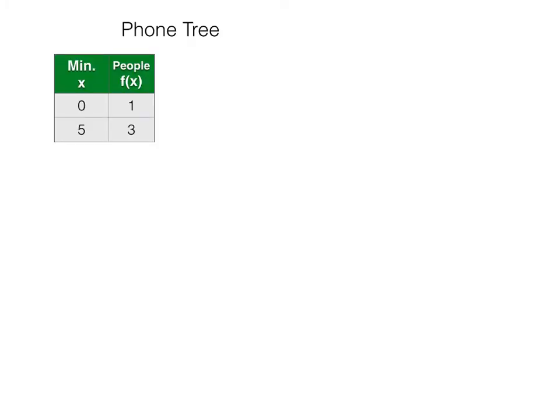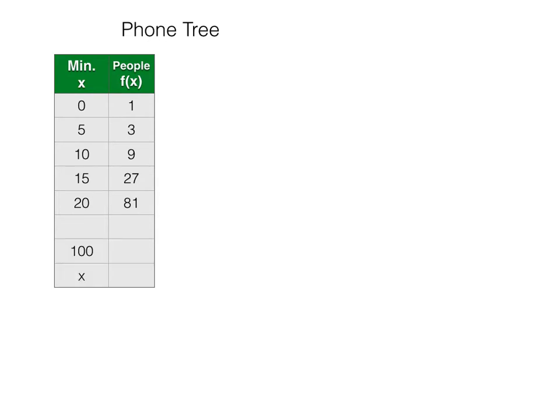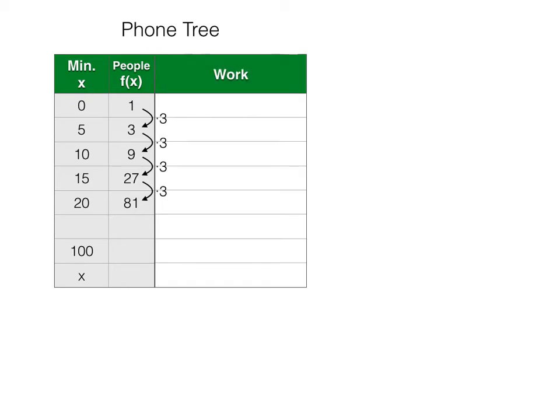With the phone tree, we had this table right here. We put in 100, we put in x to help us try to find our rule. We know that it's times 3, times 3, times 3, times 3. We did this in class. So we have our work, and we start with 1 times 3, then 1 times 3 times 3. This doesn't look any harder than any other example that we've done. Here we have 1 times 3 to the first, 1 times 3 to the second, 1 times 3 to the third, 1 times 3 to the fourth. So far so good.